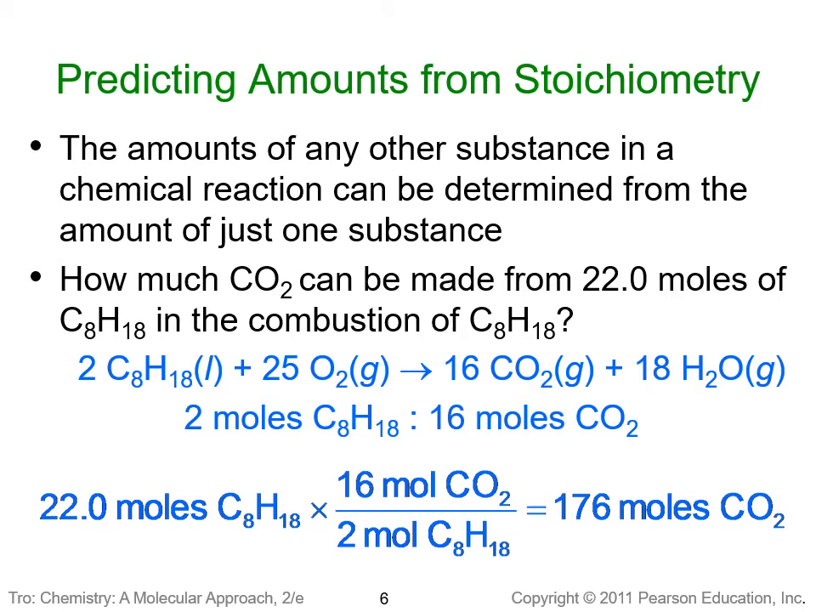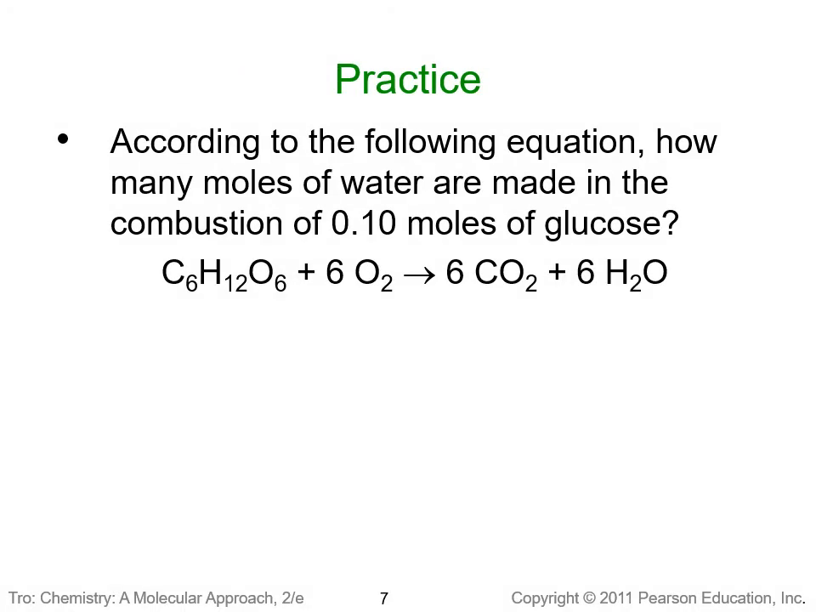We want the moles of octane to cancel. So the 2 moles of octane go on the bottom, 16 moles of carbon dioxide go on top, and we figure out that we are making 176 moles of carbon dioxide when 22 moles of octane are burned. All right, your turn to practice. If we are undergoing combustion of 0.1 moles of glucose, how many moles of water are formed? Pause the video and calculate.